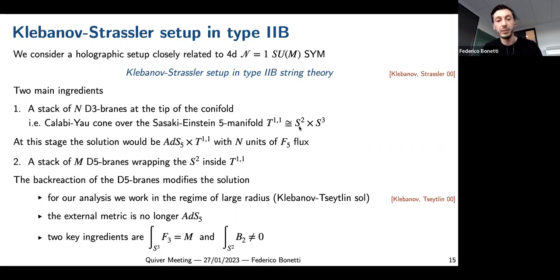Two key ingredients that it's useful to keep in mind, they will pop up a bit later, are these two facts: that there is a flux for F3 given by M that measures the number of fractional branes, and that there is a non-trivial B2 on the 2-sphere. There is also a non-trivial F5. I'm not writing down everything, but these two ingredients will reappear.